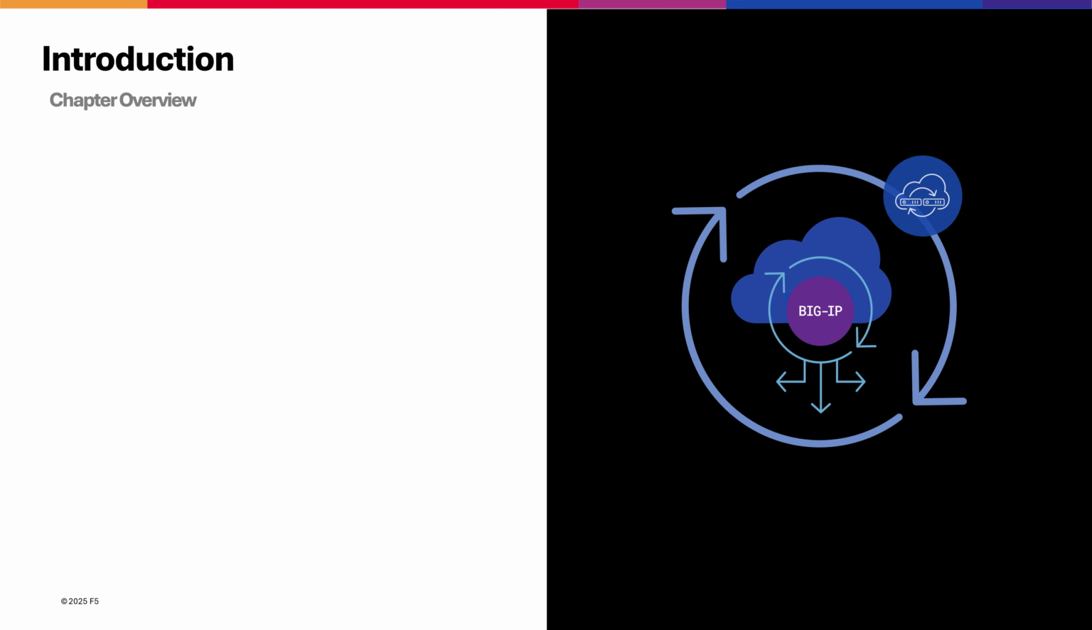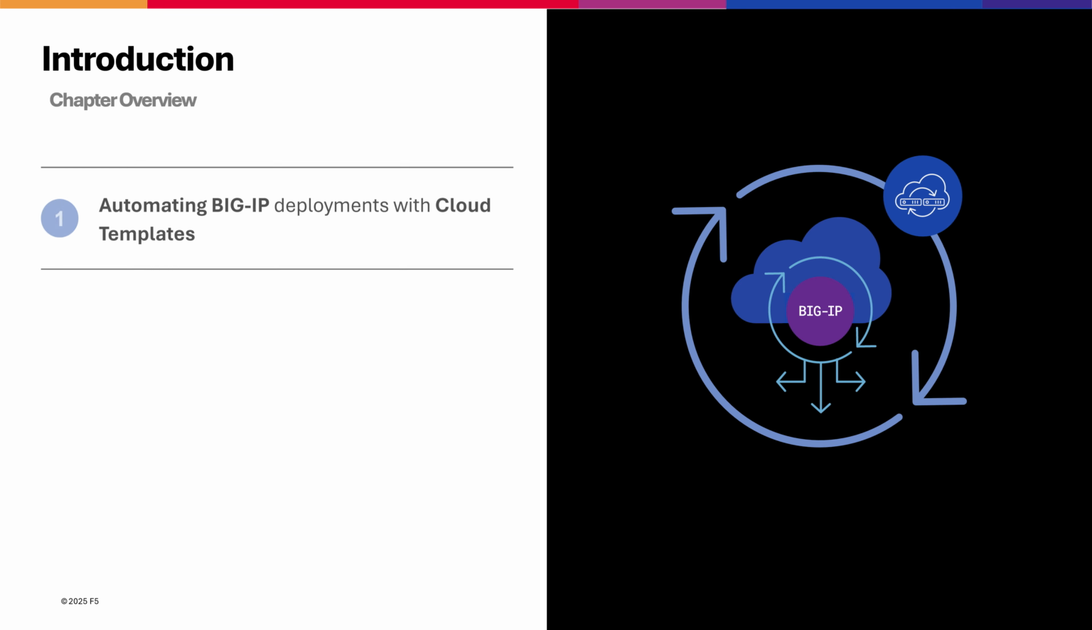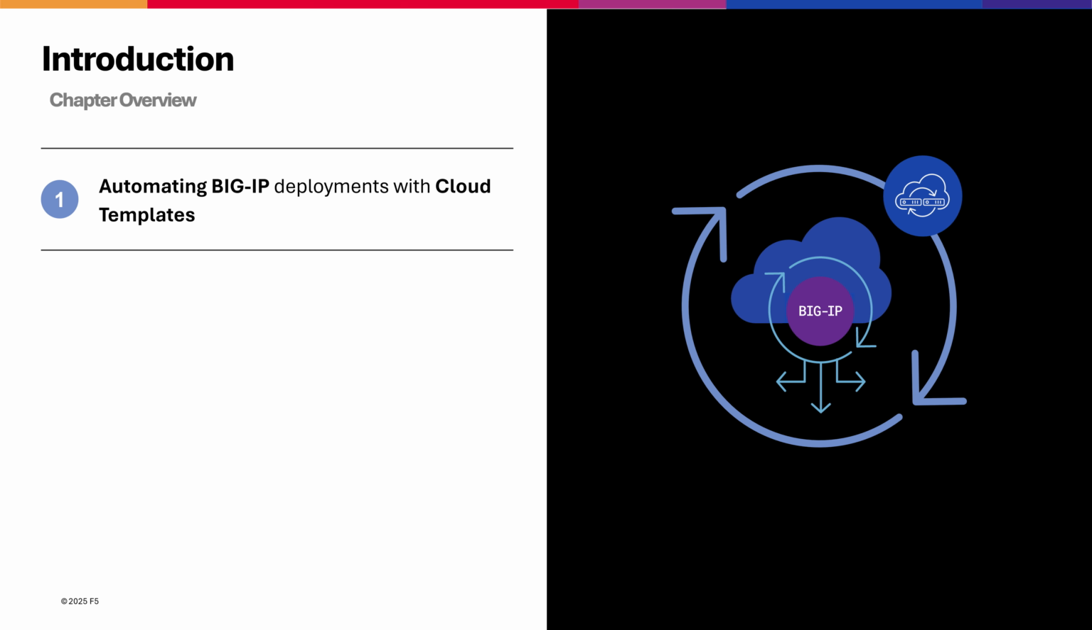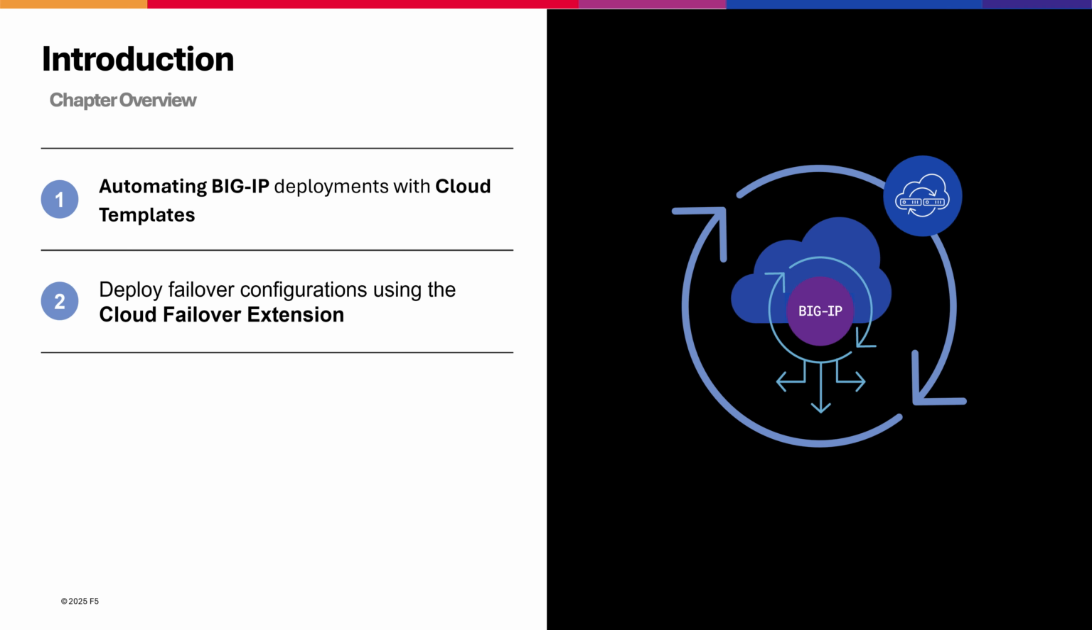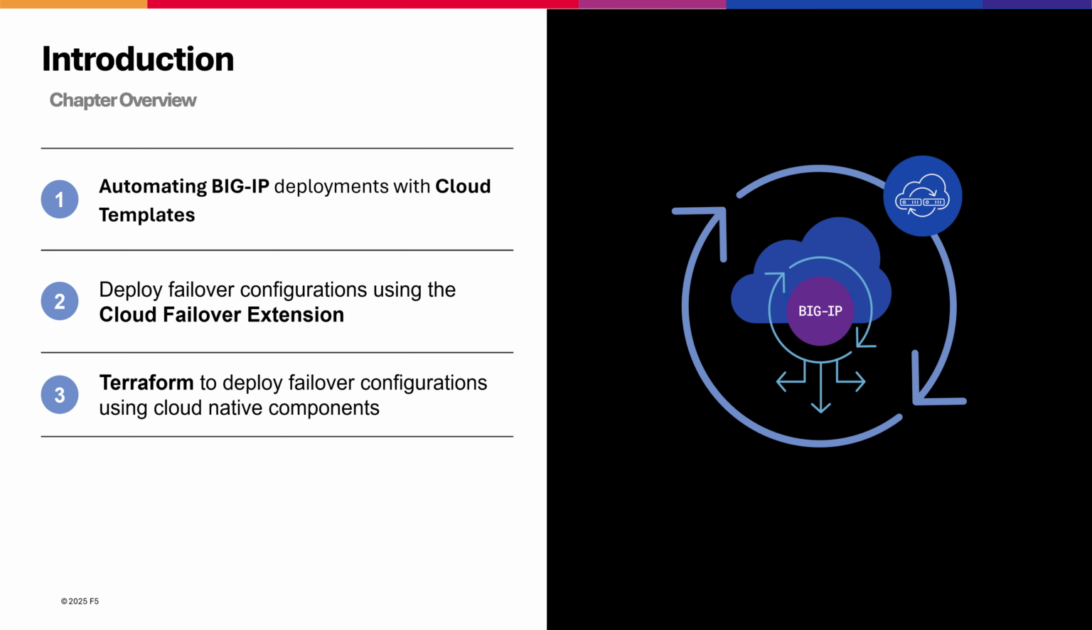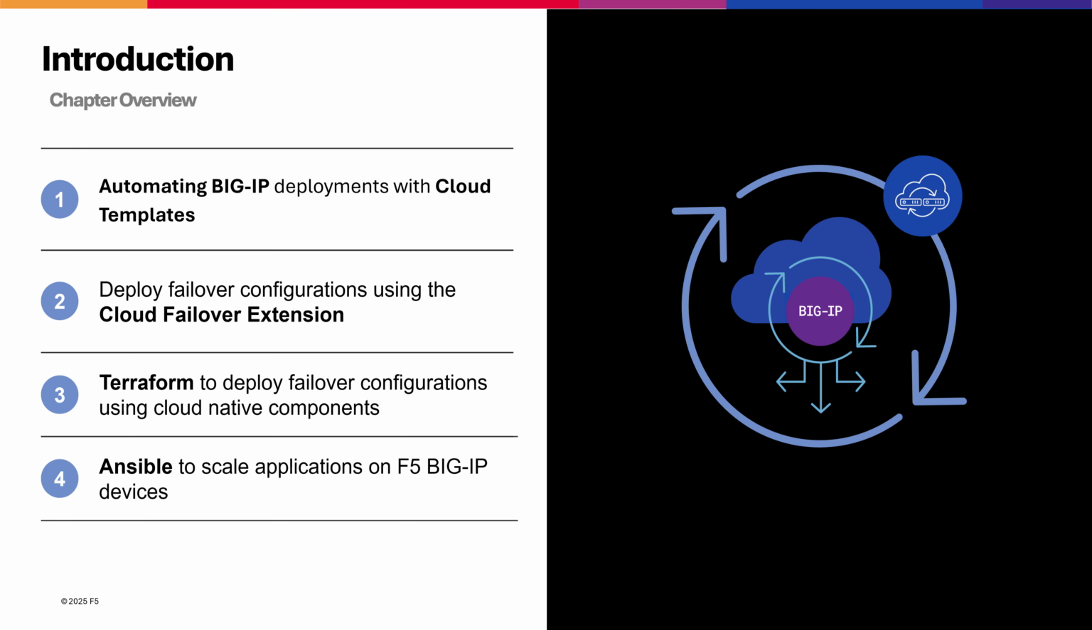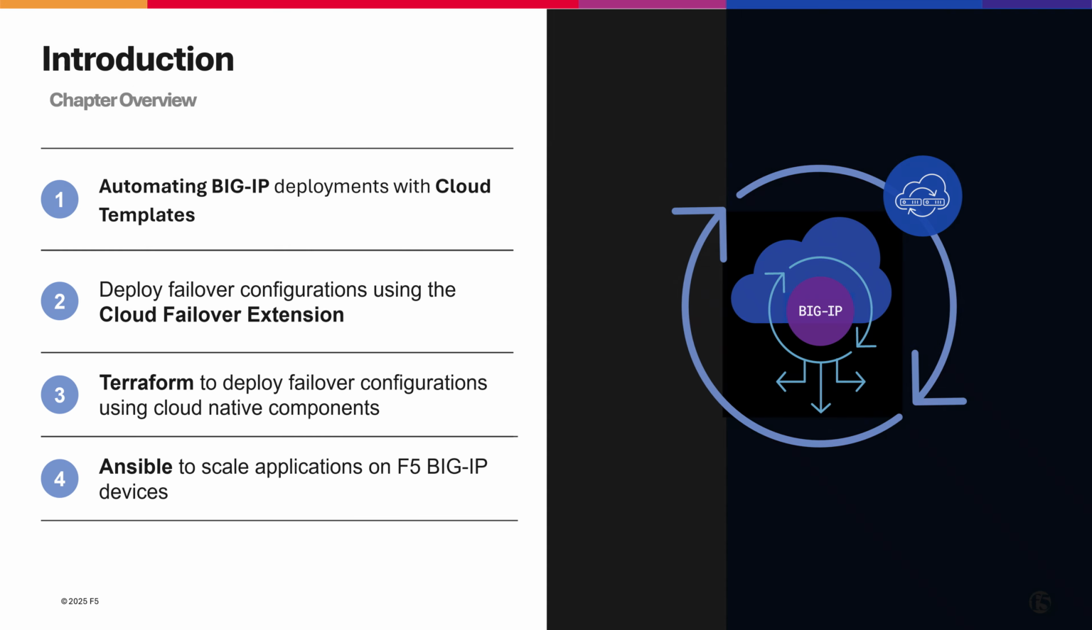In this chapter, we will explore how to automate the deployment and failover of F5 Big IP in public cloud environments. We will cover how to use cloud templates to automate Big IP deployments in AWS, Azure, and GCP. Deploy failover configurations using the F5 Cloud Failover extension. Terraform and AWS Network Load Balancer to manage failover between Big IP instances using native AWS components. Ansible to scale applications on F5 Big IP devices.